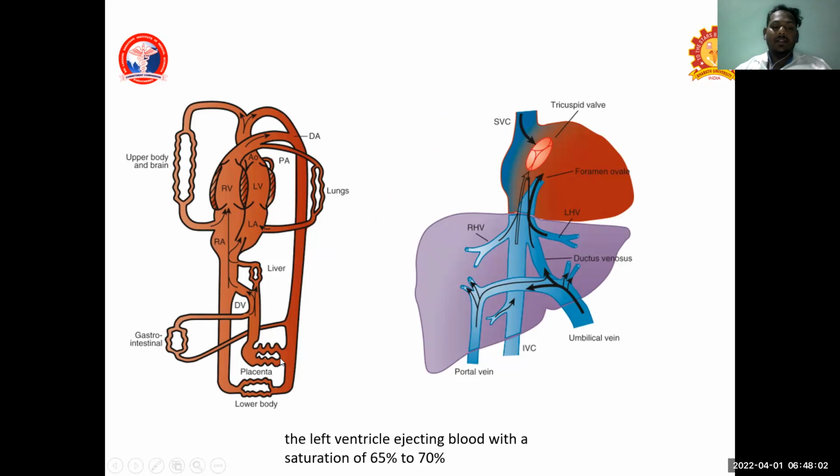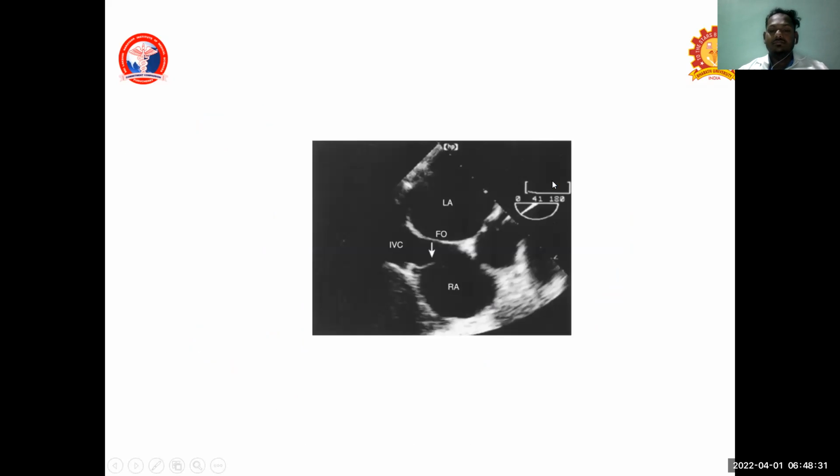The same thing is explained here. The umbilical venous system enters into the IVC, and the main IVC content in the portal venous system enters into the IVC. Based on the slow flow and the higher flow, things get separated. Low velocity blood enters into the right ventricle, and high velocity blood enters across to the left side. So this is an echo sonogram showing a patent foramen ovale.